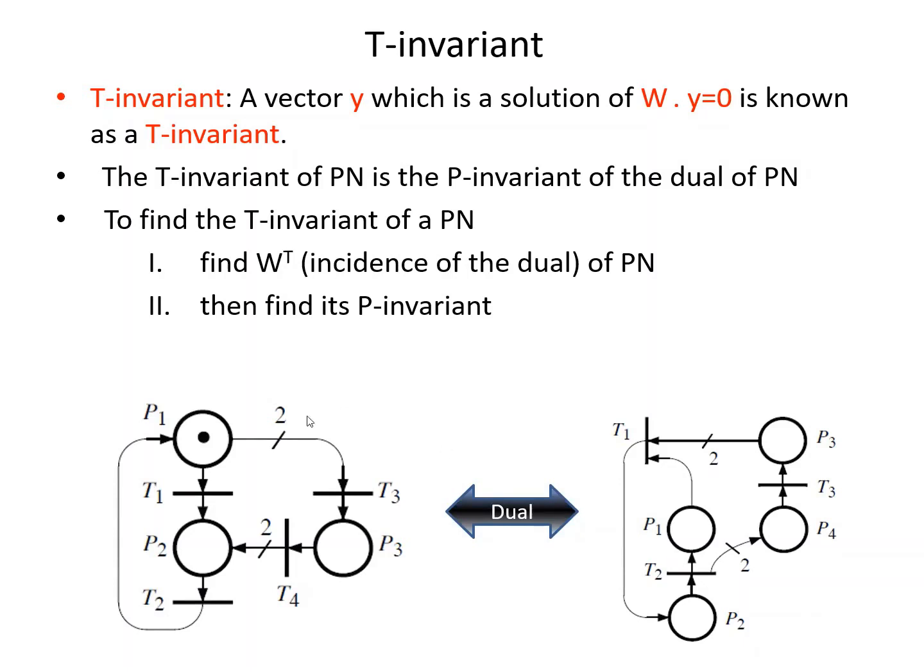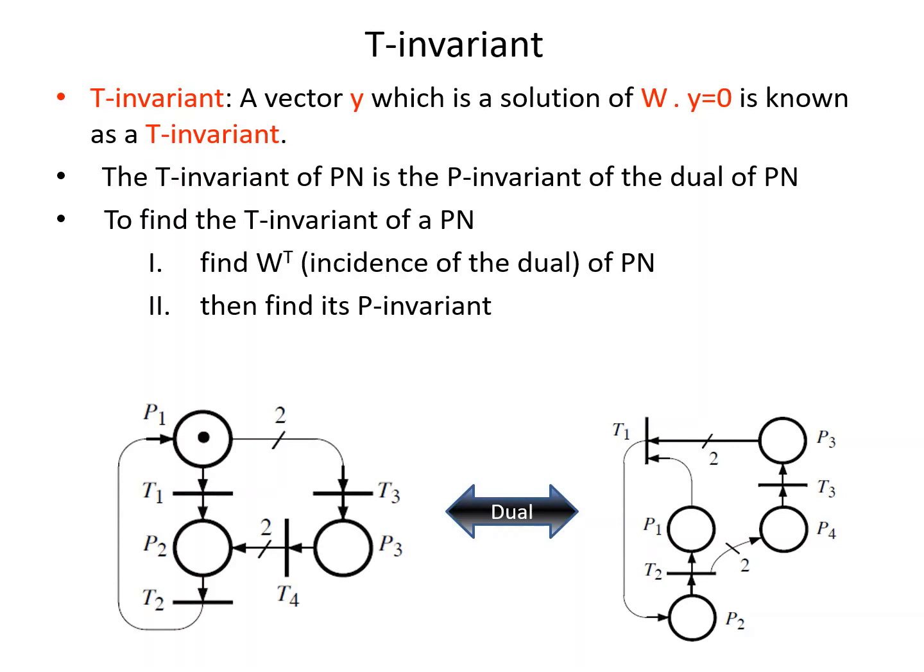Okay, so now you know how to compute the dual of a Petri net, and it's a simple way. By using the incidence matrix, you take the transpose, and that transpose matrix will represent the dual of that Petri net. Now why do we need to compute the dual of Petri nets? Since we have algorithms for the computation of the P invariants, the same algorithm can also be used to compute the T invariants. You got the idea? Yes, sir.